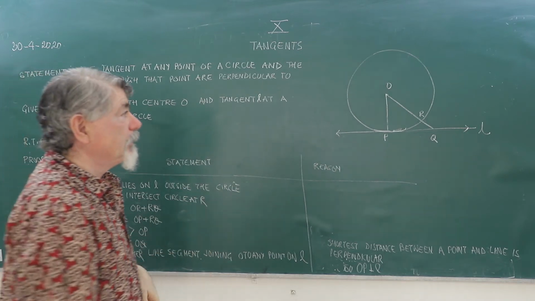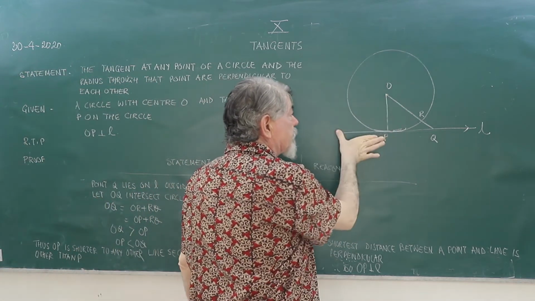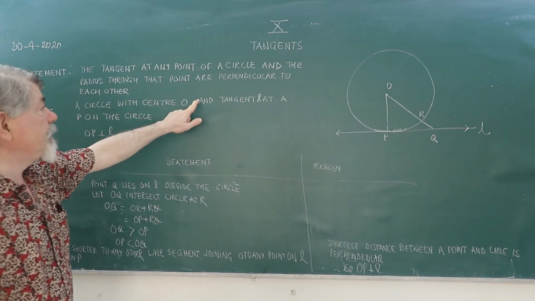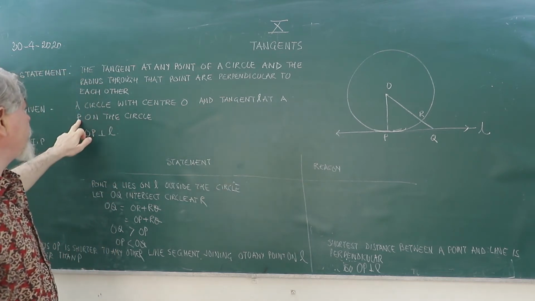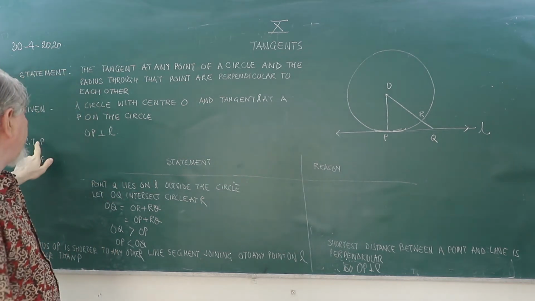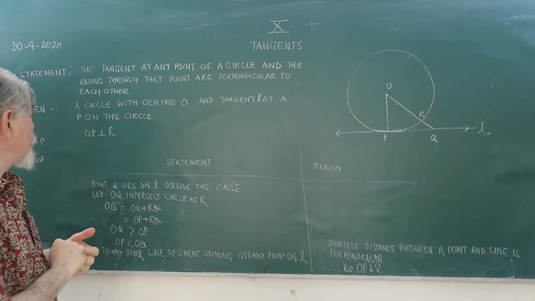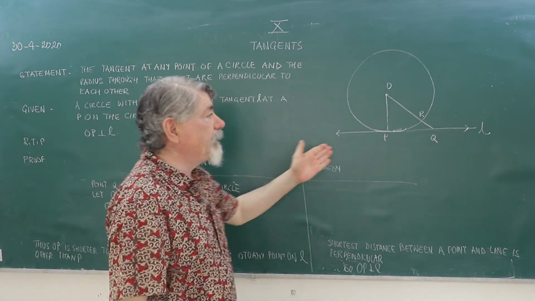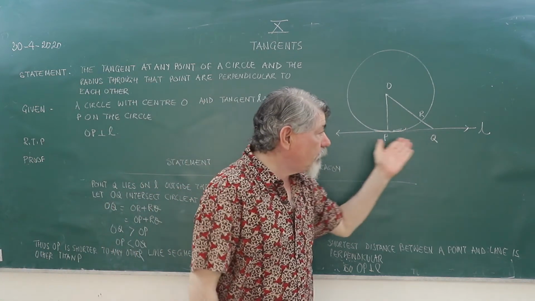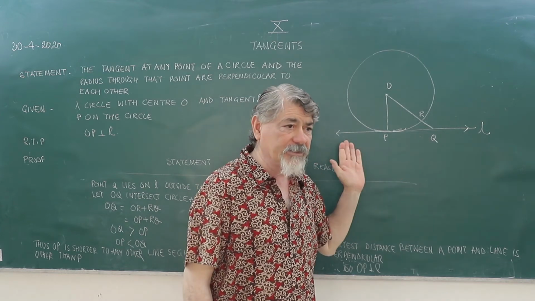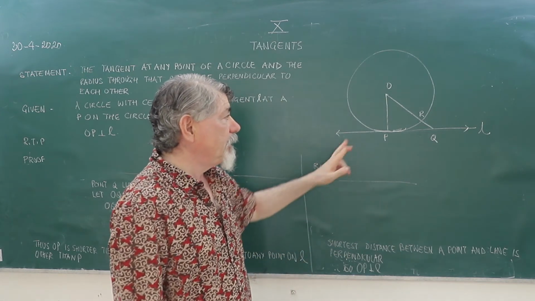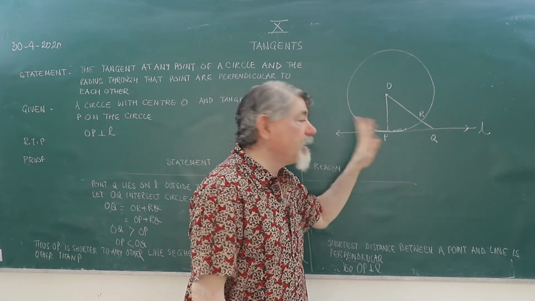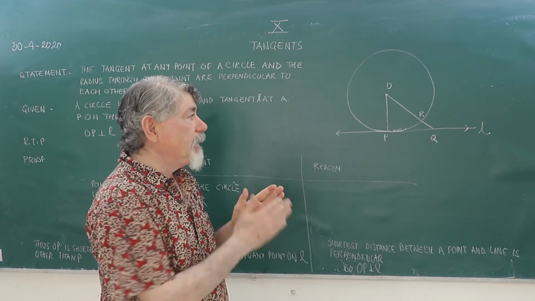We have to prove this line OP is perpendicular to the tangent. A circle with center O is given, and tangent L at a point P on the circle is given. We have to prove OP is perpendicular to L. It's very simple. We are going to follow the same process. We'll take any point Q anywhere on the line L except at P. We are saying it is the tangent.